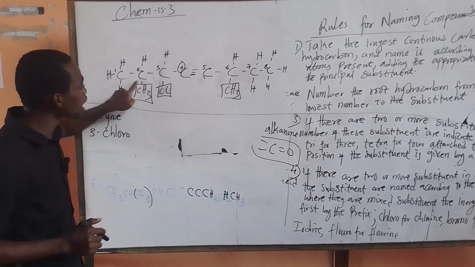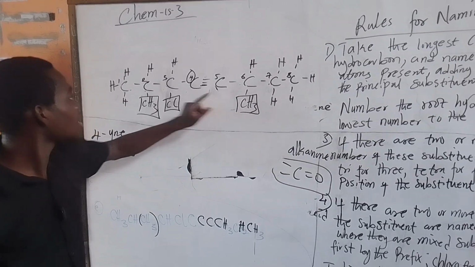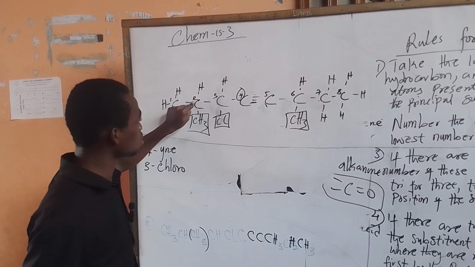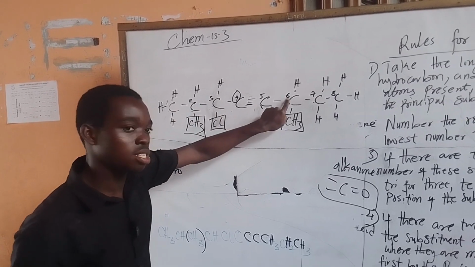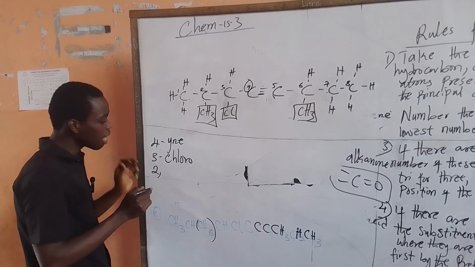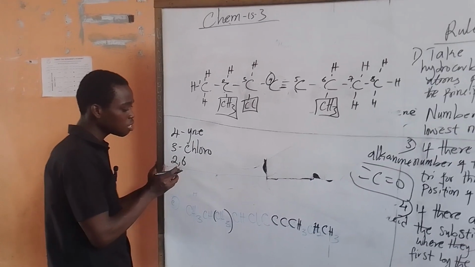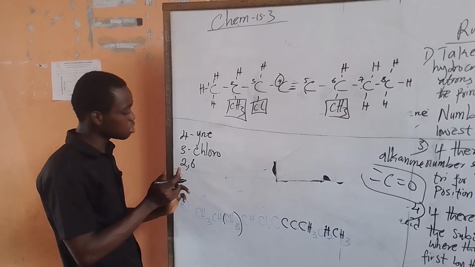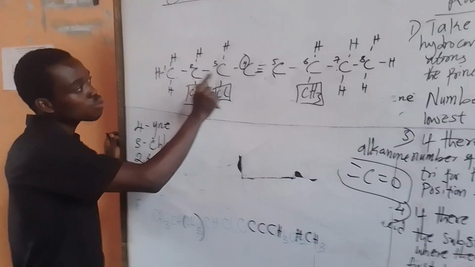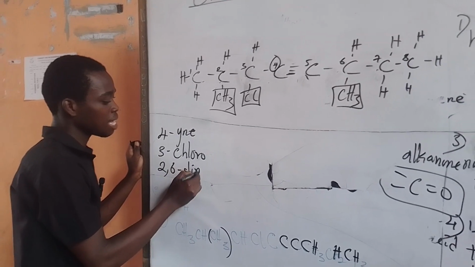I have 1, 2, I have methyl. This is also methyl. So I have 2 and 6. My methyl is at the second carbon and the 6th carbon. Now, if I'm separating numbers from numbers, I'm using a comma, while if I'm separating numbers from letters, I'll use a hyphen. So this is 2,6-dimethyl.